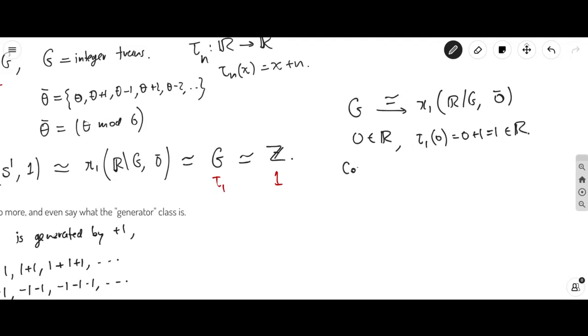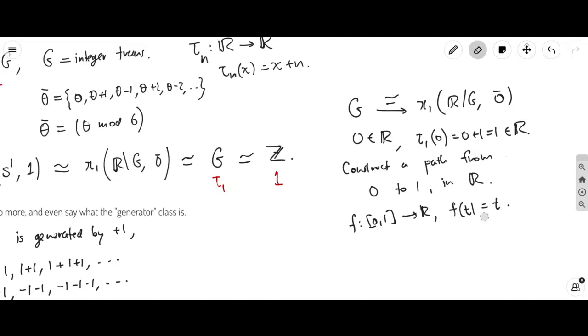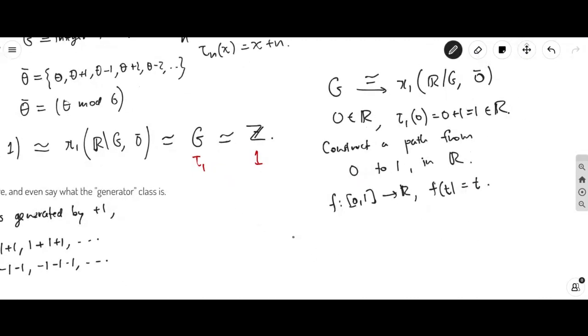And what we do next is we're going to construct a path from 0 to 1 in the covering space. So the easiest path that you can pick is the path from [0, 1] into R, given by the formula f(t) = t. Now, to get a path in the quotient, you simply compose it, you project. So to get a path in the quotient R mod G, we project. So we would do π composed with f, and this would be a map from [0, 1] into the quotient.